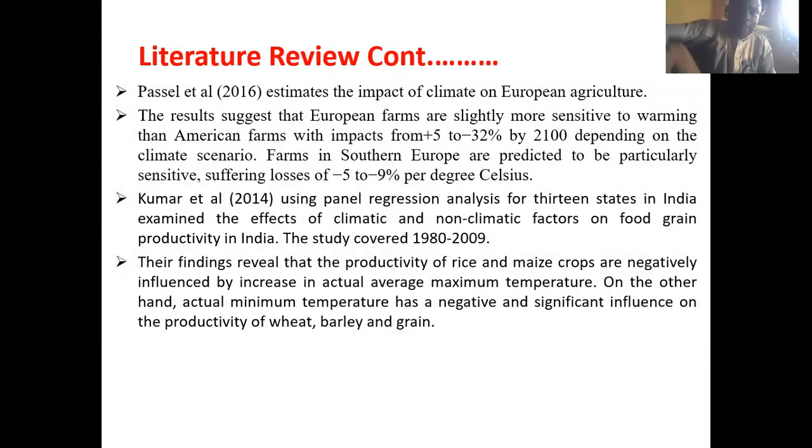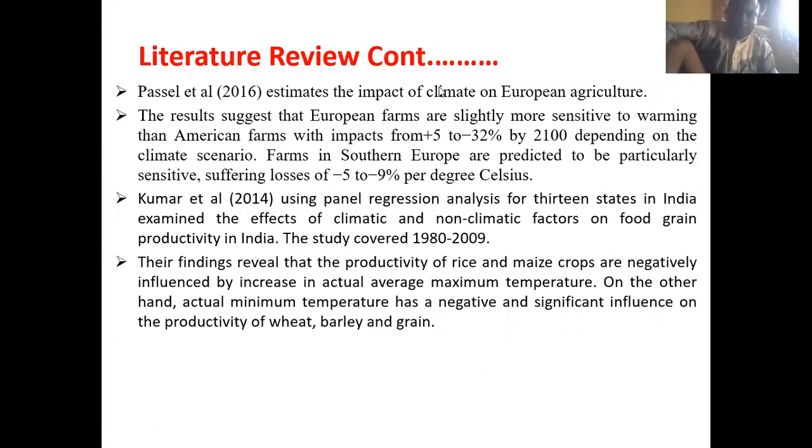Parcel et al. in 2016 also estimated the impact of climate change on European agriculture. The results suggest that European farms are slightly more sensitive to warming than American farms, with impacts from plus 5 to minus 32% by 2100 depending on the climate scenarios. Farms in Southern Europe are predicted to be particularly sensitive, suffering losses of minus 5% to minus 9% per degree Celsius.